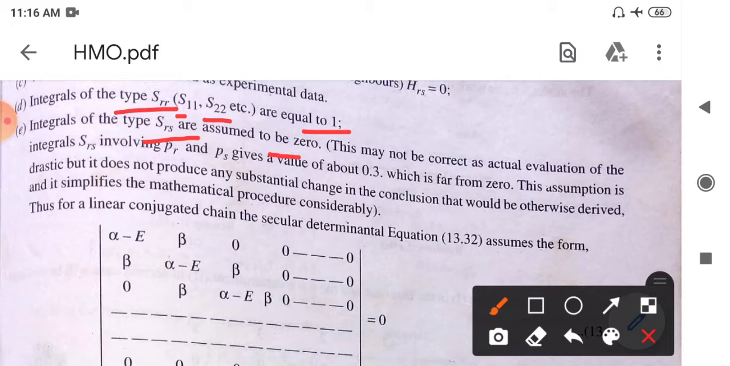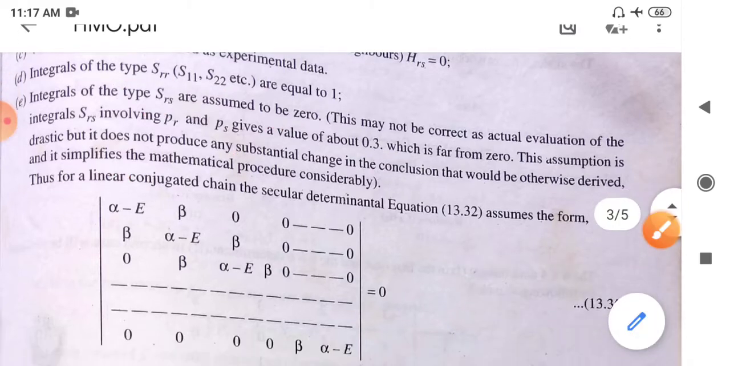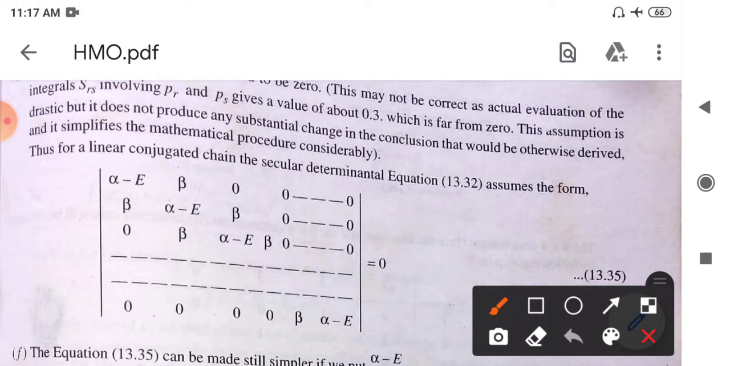This is again one drastic assumption, because the SRS value is experimentally observed to be around 0.3 even for adjacent orbitals. So this has some contradiction with the experimental value, but this assumption does not produce any substantial change in the conclusion. So in order to have a simplified mathematical procedure, we will assume this to be equal to 0. Thus for the conjugated linear chain system, the secular determinant equation will change to what?